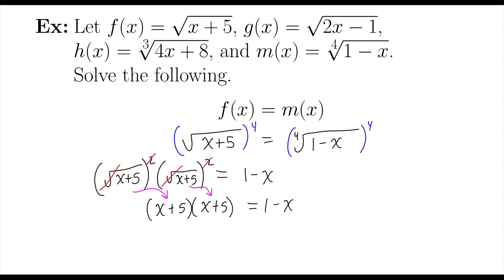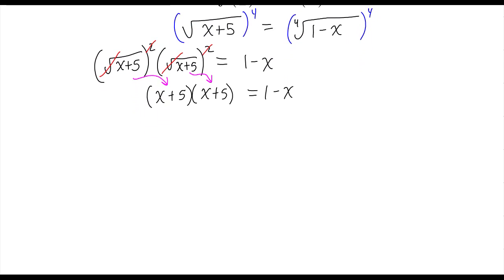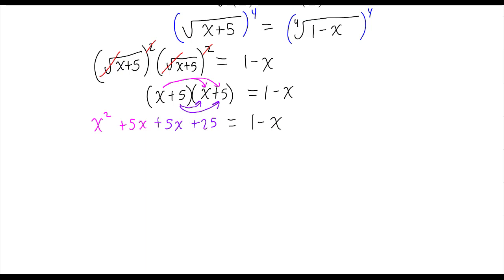Well, at this point though, although it's a little bit more complicated, we can work this out. Let's do the distributive property here. Let's distribute the x. That's x squared plus 5x. Distribute the 5, that's going to be 5x plus 25. And that's all going to equal 1 minus x. It's a quadratic equation. At least we know how to solve quadratic equations.